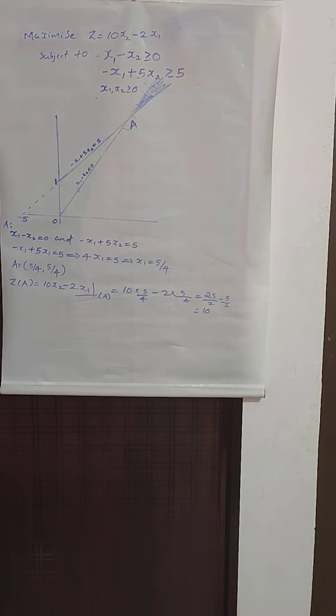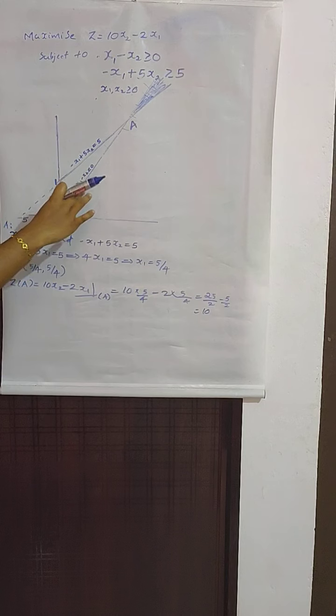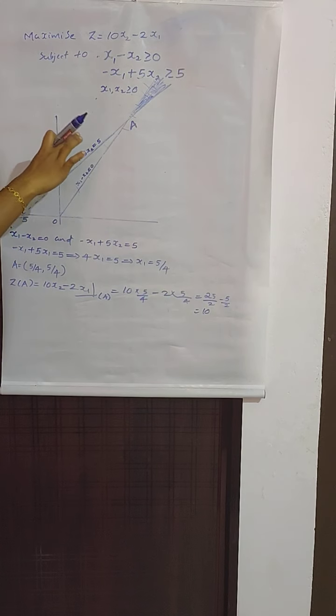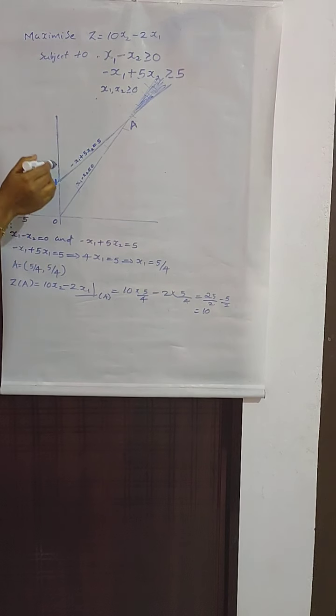So we draw the line minus x1 plus 5x2 equal to 5. That is, this is a line joining these 2 points. And we extend this line to the first quadrant and restrict it to the first quadrant only. So, this is our line minus x1 plus 5x2 equal to 5. Now, we want to find our feasible region.